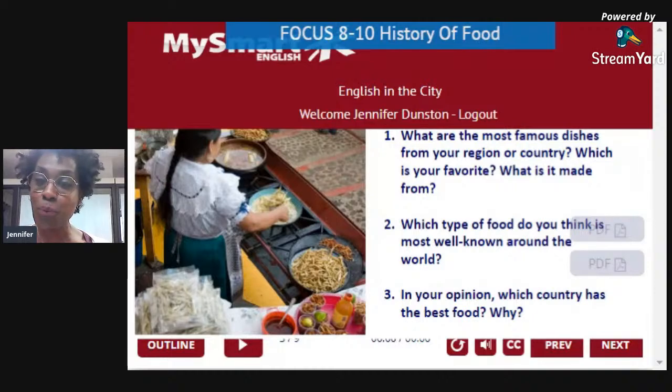Vitellibolita is a soup. Hi, Teresa, how are you? Welcome. Thanks for joining us today. Now, Teresa, we're talking about food, and right now we're talking about famous dishes from your country or region. Elena has just told us that her favorite is vitellibolita, which is a soup. And what kind of soup is it? Is it a meat soup or a fish soup?